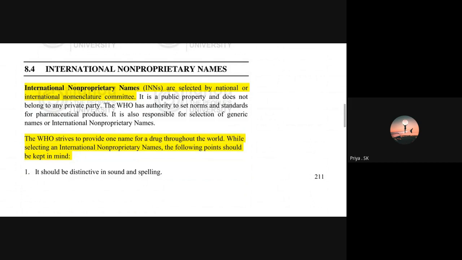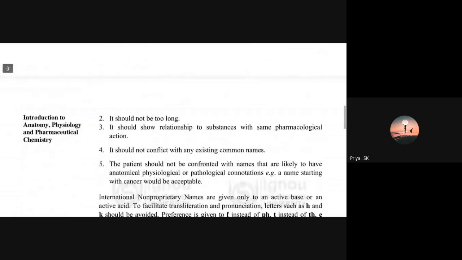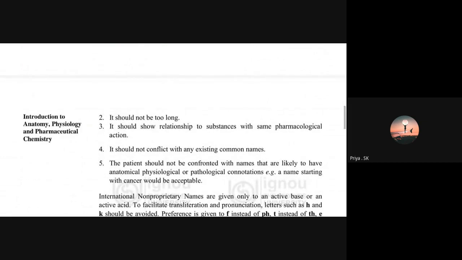While selecting international non-proprietary names, the following points should be kept in mind. It should be distinctive in sound and spelling. It should not be too long. It should show relationship to substances with the same pharmacological action. It should not conflict with any existing common names. The patient should not be confronted with names that are likely to have anatomical, physiological, or pathological connotations.